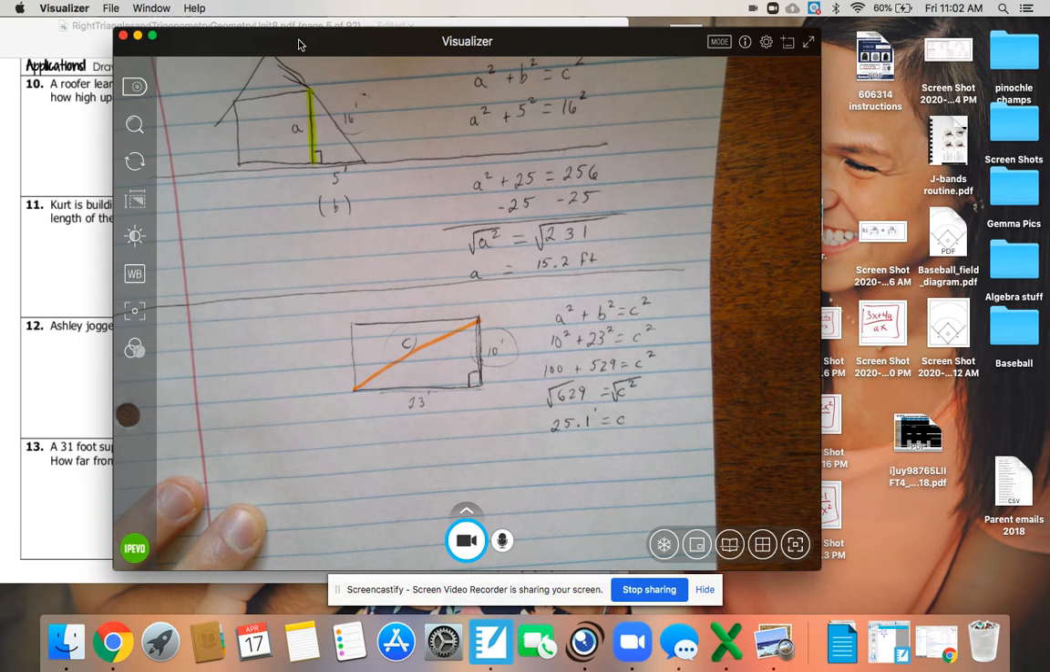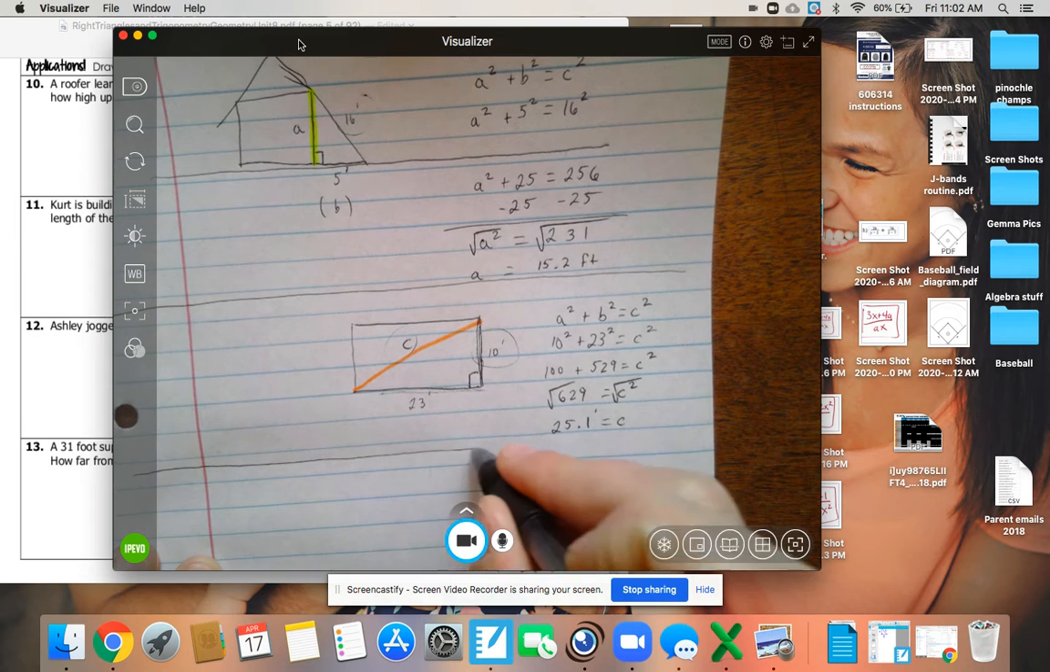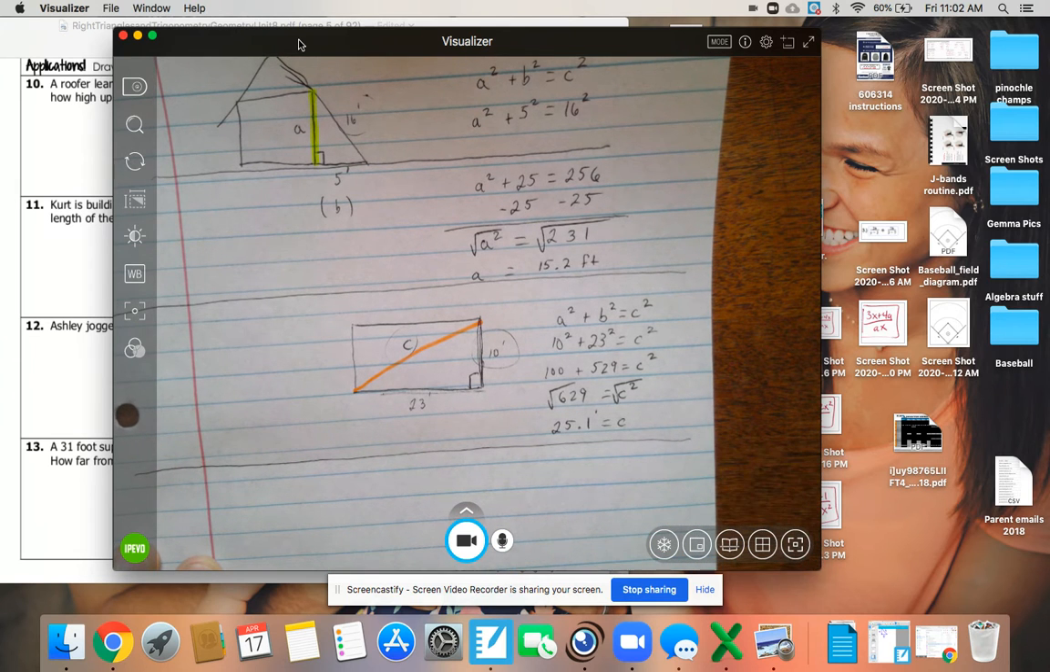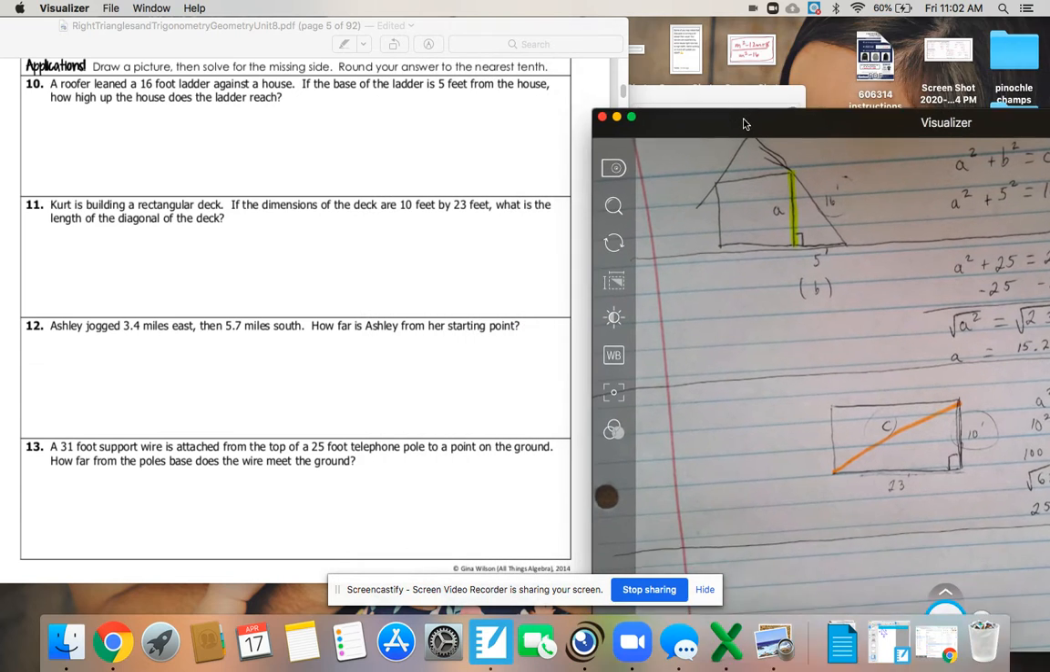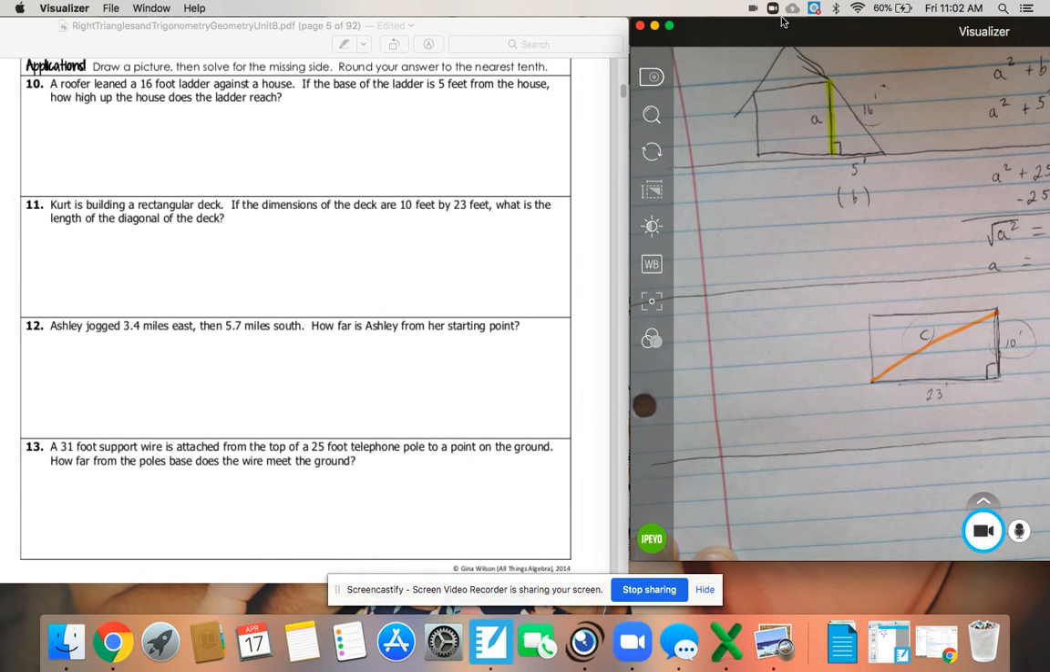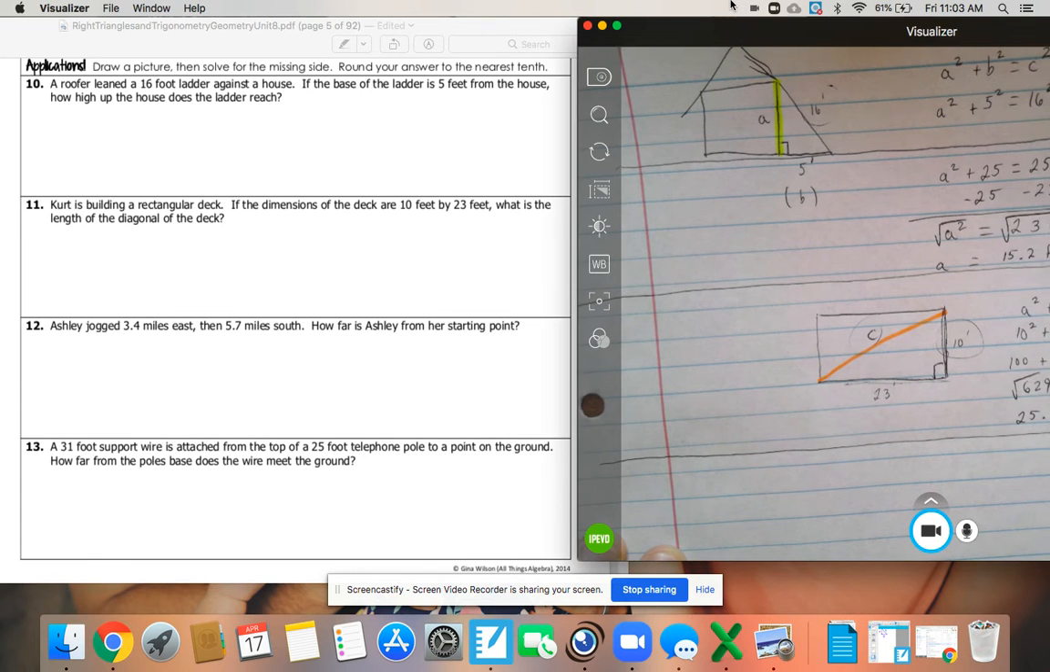All right, we're going to try just one more problem. Again, just example problems here. You're using the Pythagorean theorem kind of in more of a real world context. So we'll scroll this over. Ashley jogged 3.4 miles east, then 5.7 miles south. The question is, how far is she from her starting point?